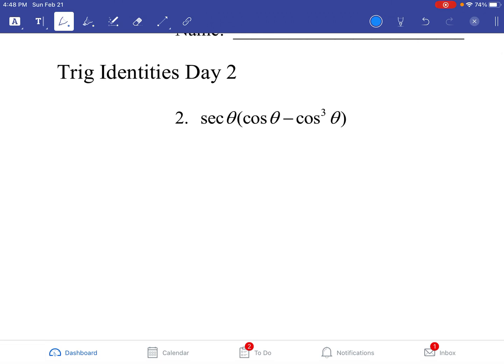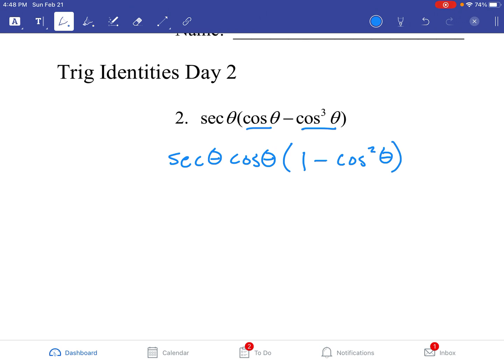And number 2. Now this already has a greatest common factor that you've taken out, a secant, but there's one more. On the inside of the parentheses, you have a cosine and cosine cubed. Well, since there are 2 cosines there and one in each part of the term, you can take one out. So I'm going to put the secant still there, I'm going to take a cosine out, and I'm going to put in the parentheses what's left over. So cosine divided by cosine is 1, minus cosine cubed divided by cosine is cosine squared.